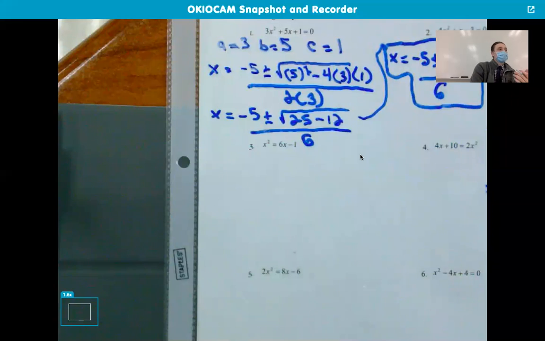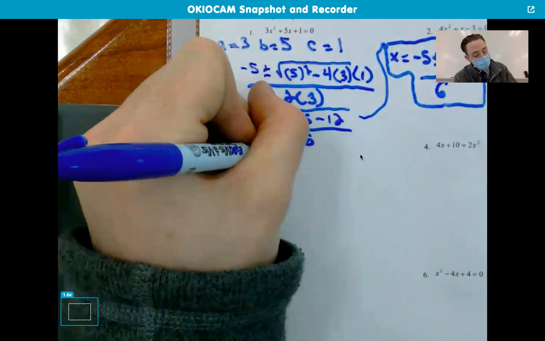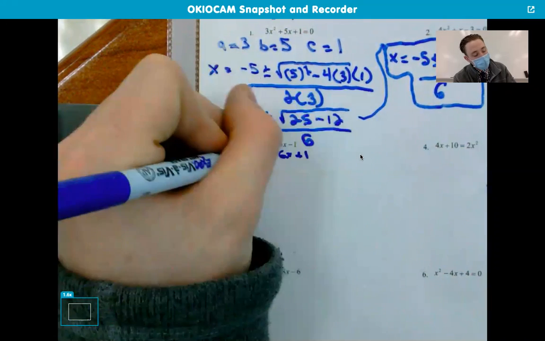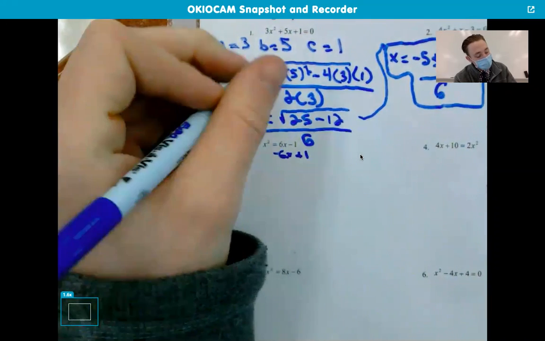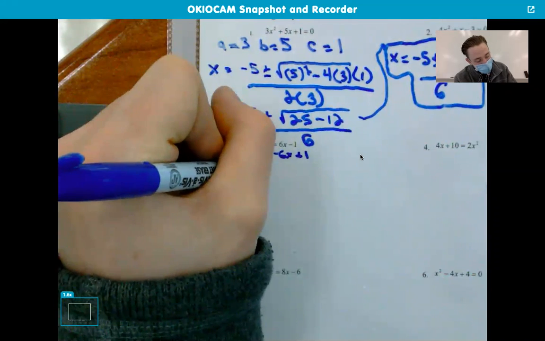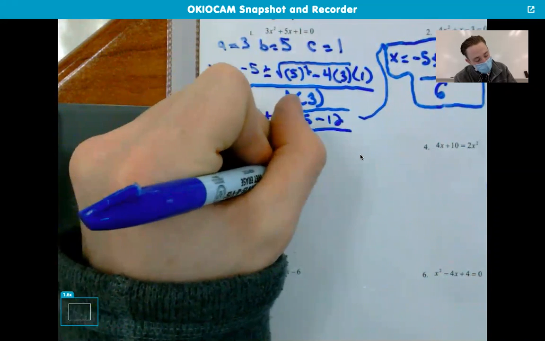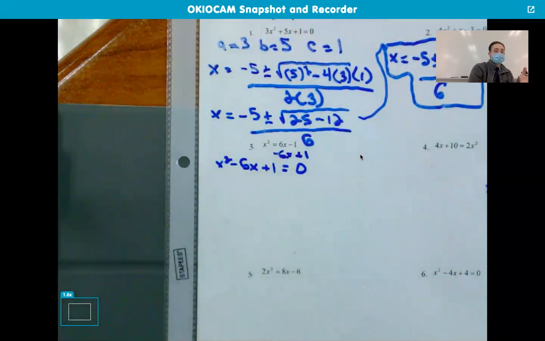What I would suggest doing, just because as you progress through, a lot of times you want that x squared, that highest exponent term, to be positive. So I might move the 6x and the 1 over instead. And I'm left with x squared minus 6x plus 1 equals 0. Either way, it's going to work out. But just to get in the habit of making sure that that highest exponent's positive, we'll leave it like this. Okay.